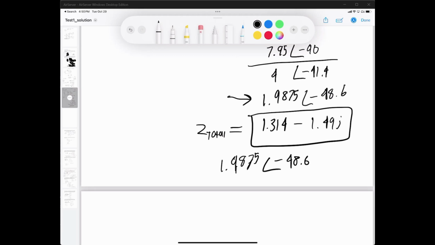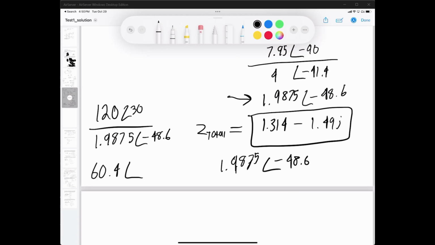Okay, so we take 120 at 30, and divide it by 1.9875 with an angle of negative 48.6. We should get our answer. 1.9875. Our magnitude's going to be 60.4, and that's an angle of 78.6.